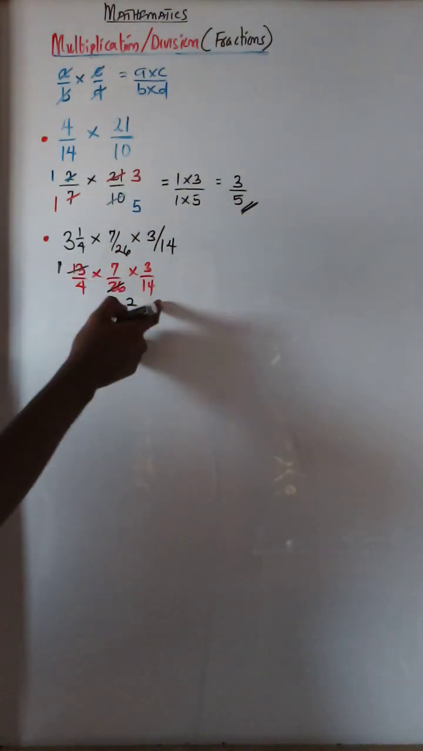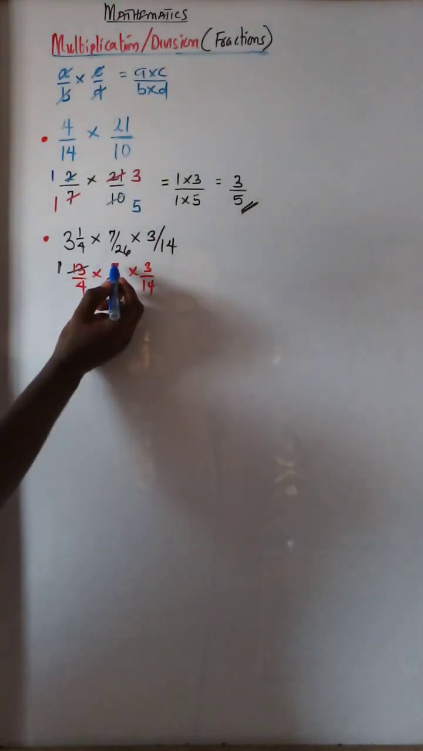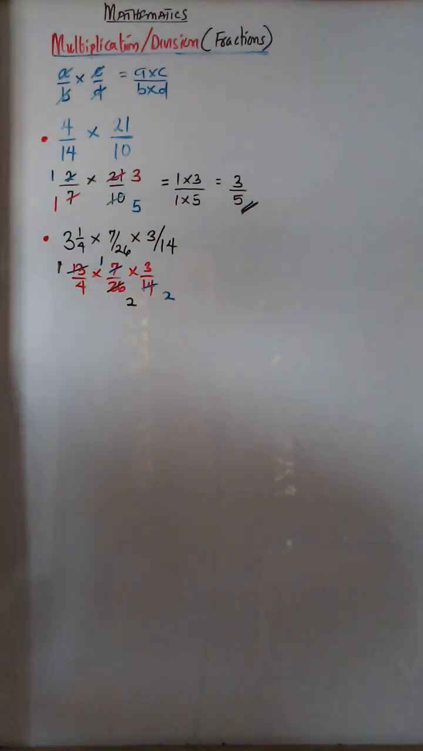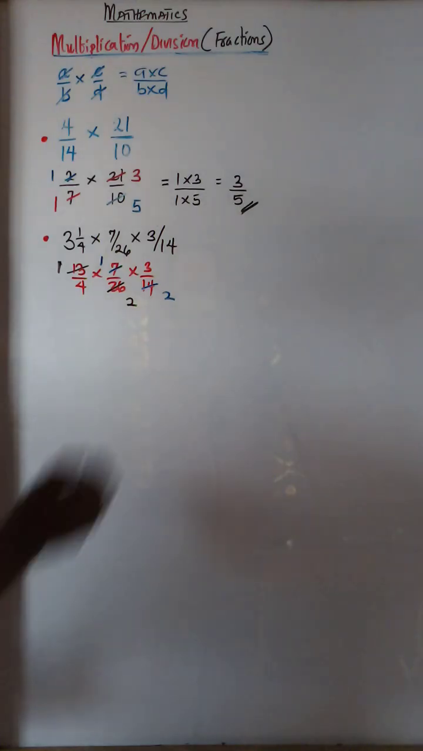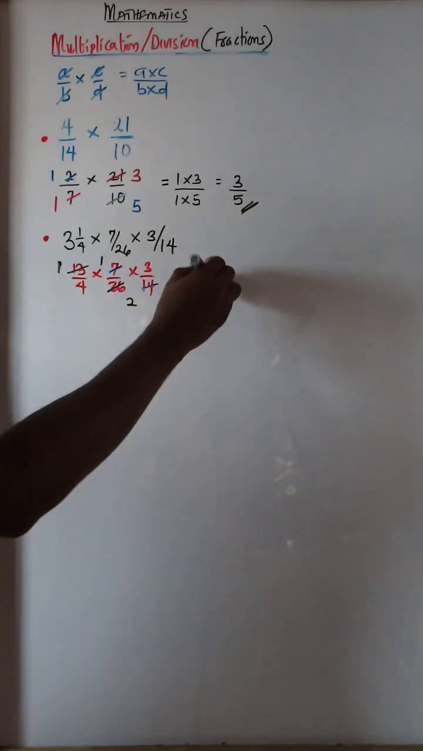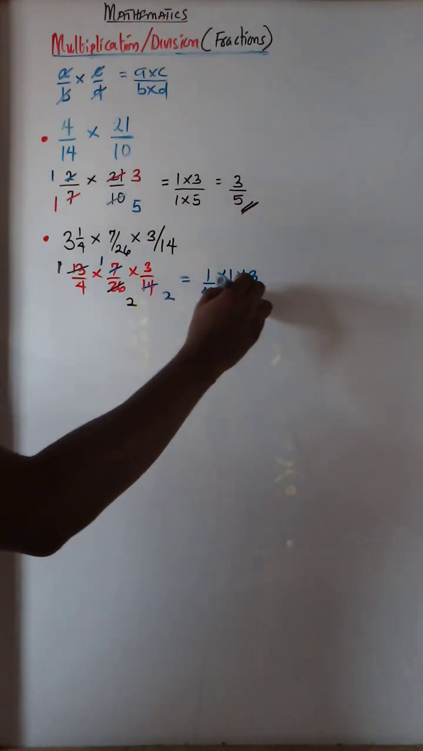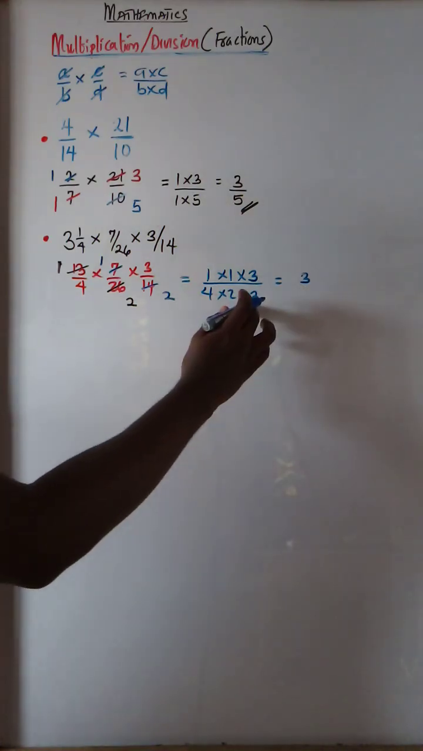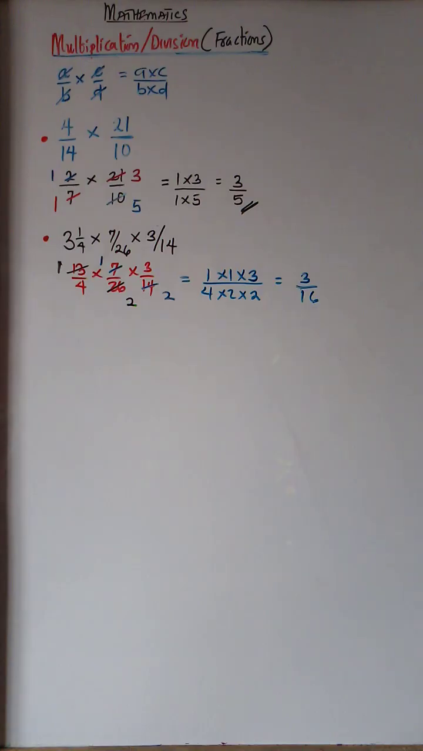What else? 7 and 4, 14 rather. So what is common? 7 is common, so we can say 7 here 1, 7 here 2. What else do we have that is common? So numerator we have 3. Here no multiple of 3, so we are done. So what's the answer? We multiply all the numerators. 1 multiplied by 1 times 3. Then 4 times 2 times 2. So 1 times 1, 1 times 3, 3. 4 times 2, 8 times 2, 16. So the answer is what? 3 over 16. Multiplication is easy. Let's take another one.